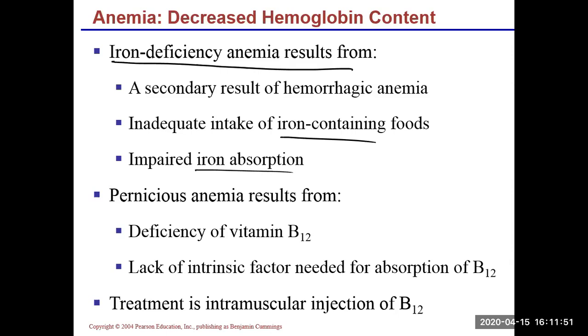But again, foods that are rich in iron, meat and dark green vegetables, spinach, seaweeds, things like that, are a good iron source, but you still need to be able to absorb them. All right. So deficiency in vitamin B12, that's another problem. Pernicious anemia is the result of that.